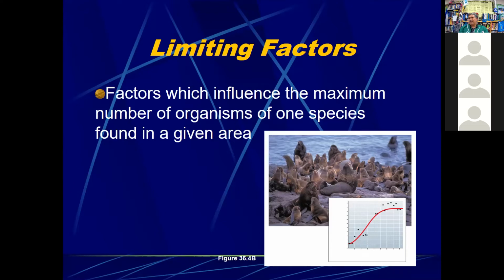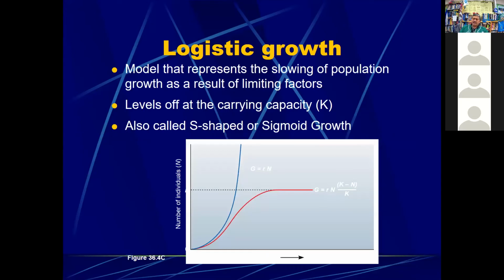Bacteria run out of places to get rid of their waste products, and so they start living in an environment that's polluted with their own waste products. So limiting factors are going to keep the population down to the carrying capacity of that physical location. So this is J-shaped growth. This one is called S-shaped growth or sigmoid growth, or up here, logistic growth.